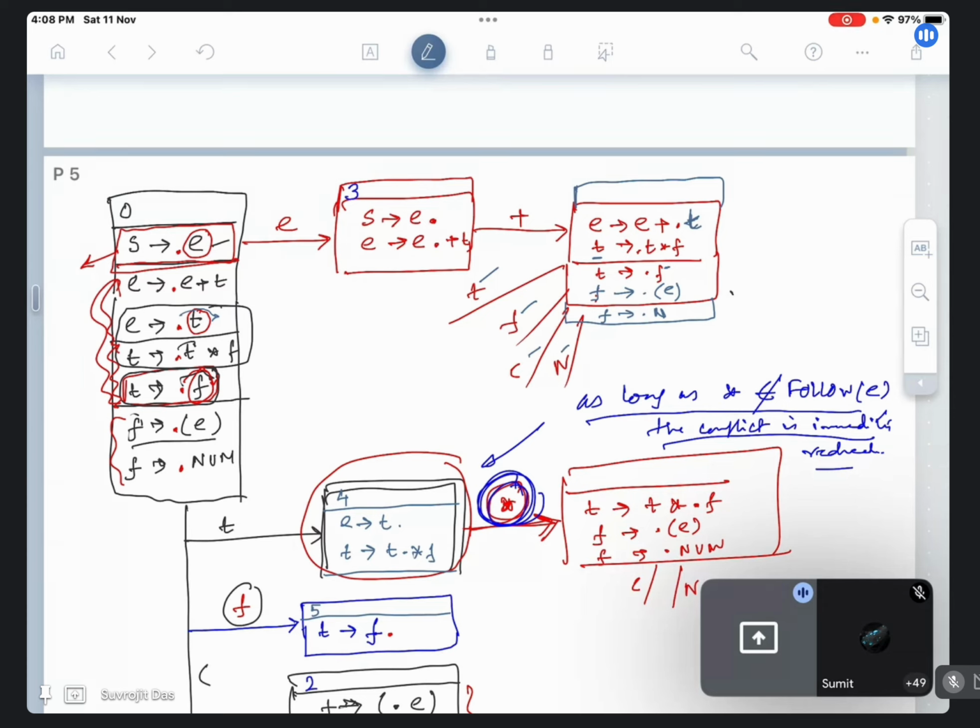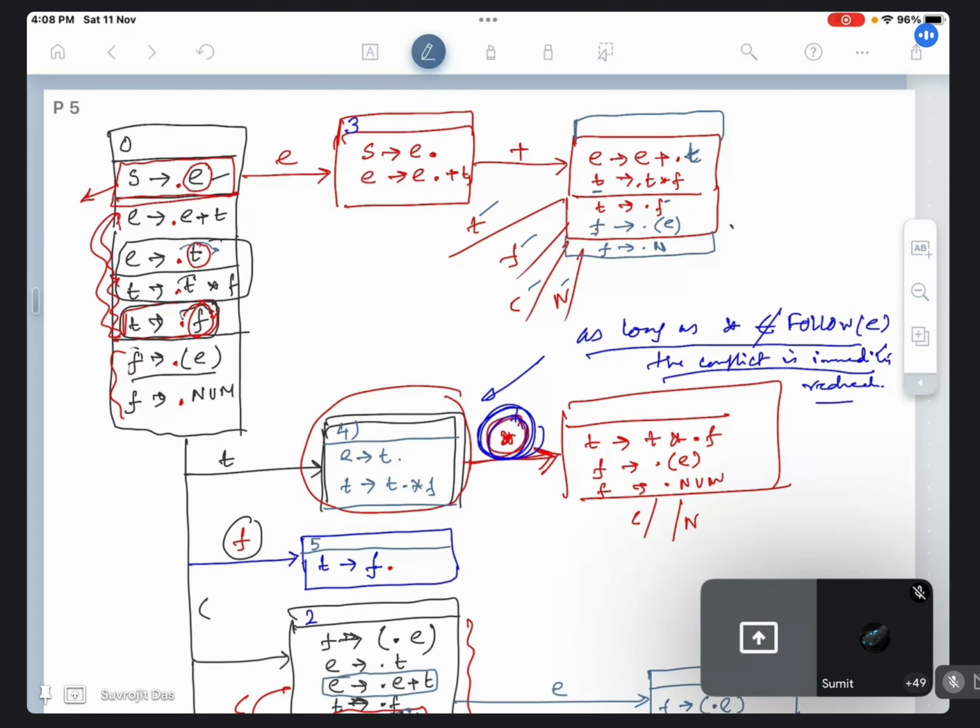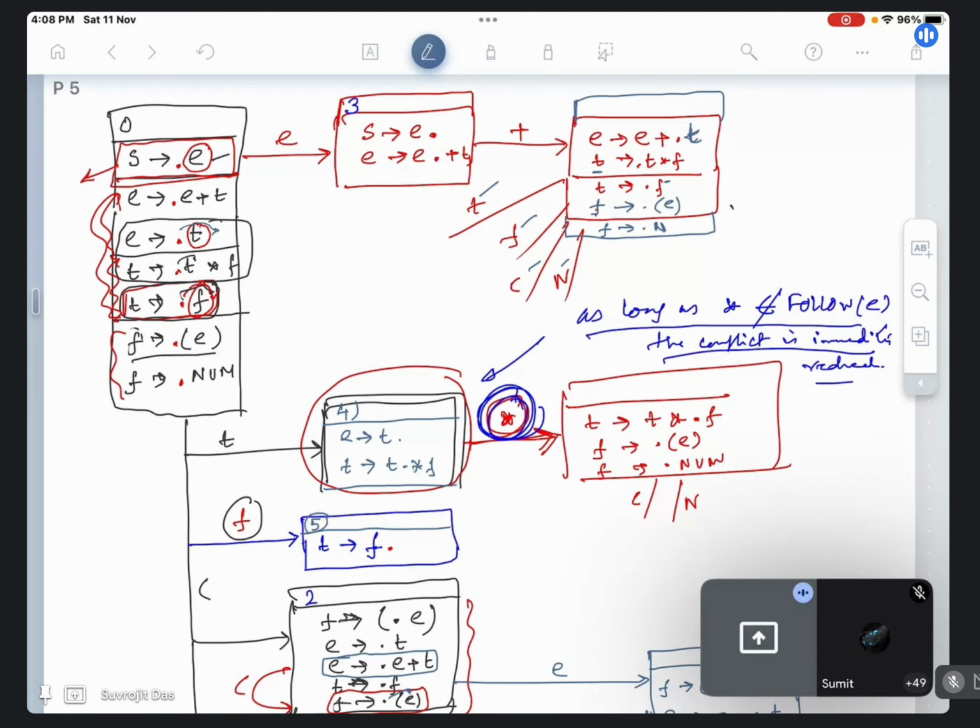So in state number 4, we have E goes to, okay, in this state number 5, we have this E going to F dot. So when we move on a F, this transition must go something like this. It's like a circuit diagram on F, right? Because here, by virtue of this production, the dot was on the left of F.